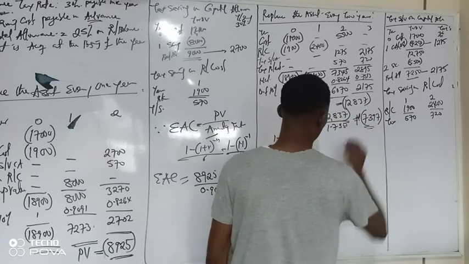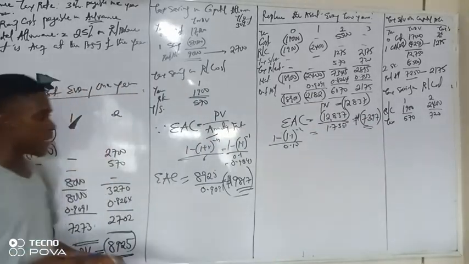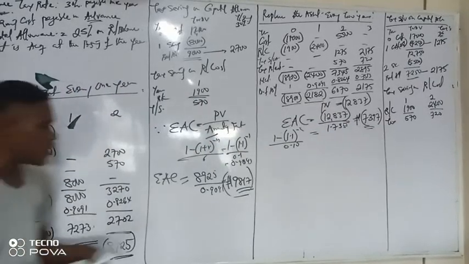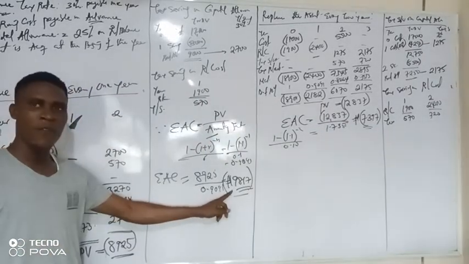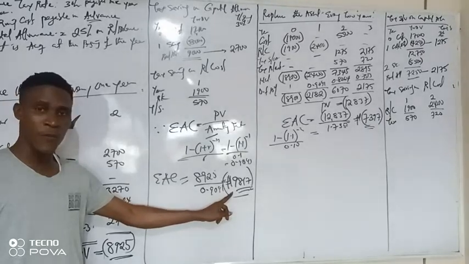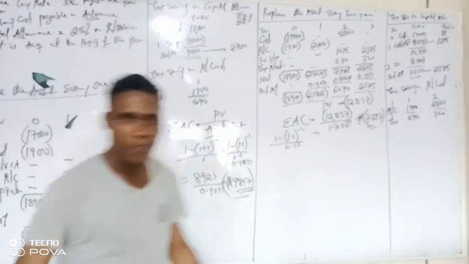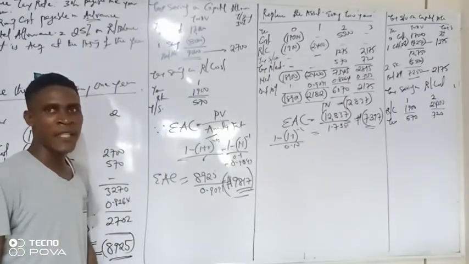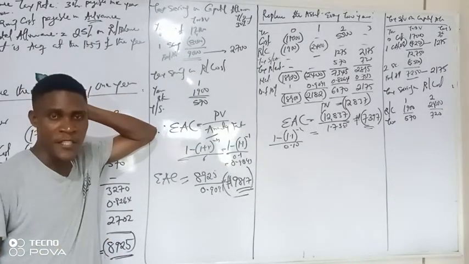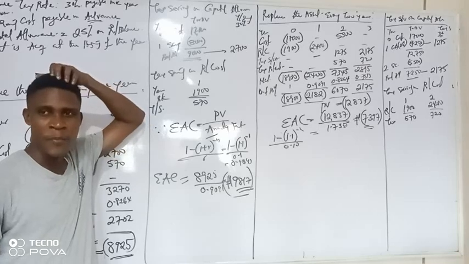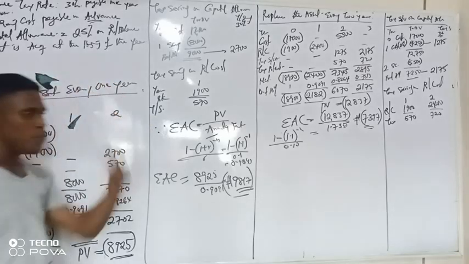So with all that, if you are to replace every 1 year, our EAC is 9,817. Every 2 years, which one is cheaper? Let's go to the three now. Replace every 3 years now. The same procedure again.